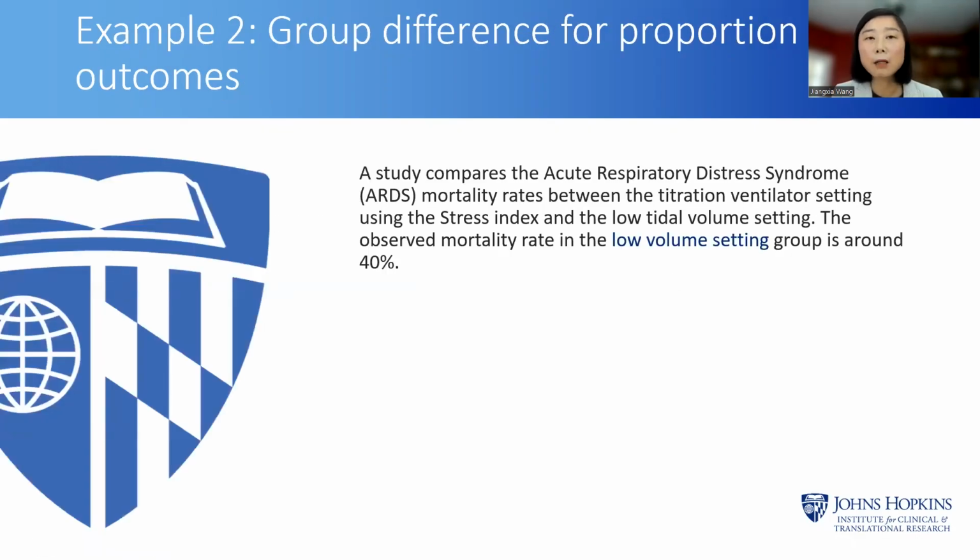Now this is another example using group difference for proportion outcomes. This study compares the acute respiratory distress syndrome mortality rates between the titration ventilator setting using the stress index and the low tidal volume setting. The observed mortality rate in the low volume setting group is around 40%. So this is all the information we have for this sample size calculation.